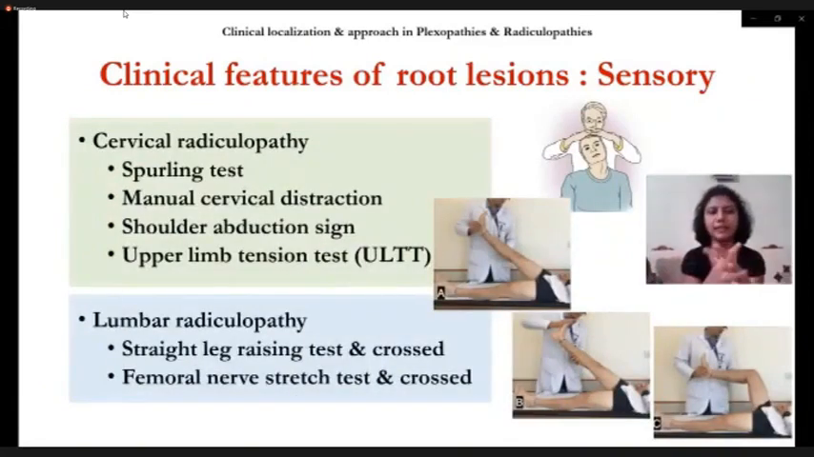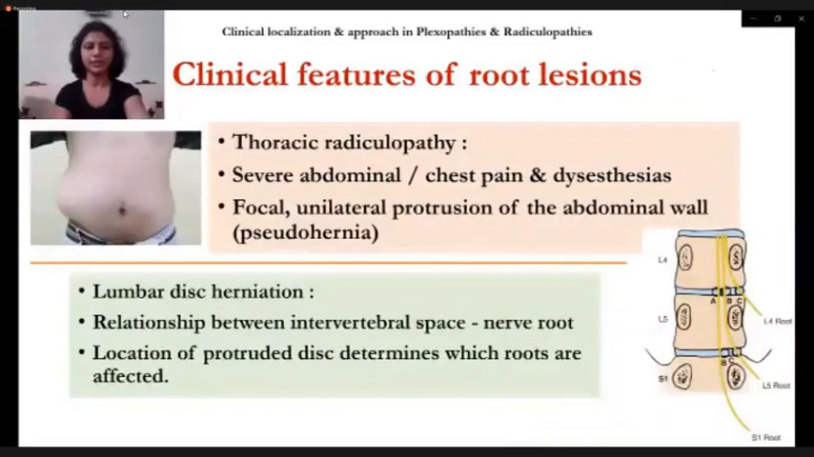There are a number of bedside maneuvers that can provoke or reduce the radicular pain. Some of them are the Spurling test, the straight leg raising test, etc., and they can be used to identify radiculopathies. One interesting phenomenon that occurs in the setting of diabetes is the occurrence of thoracic radiculopathy. Here there is radiating pain which causes severe abdominal or chest pain and is associated with focal weakness resulting in protrusion of the abdominal wall like a pseudo hernia.